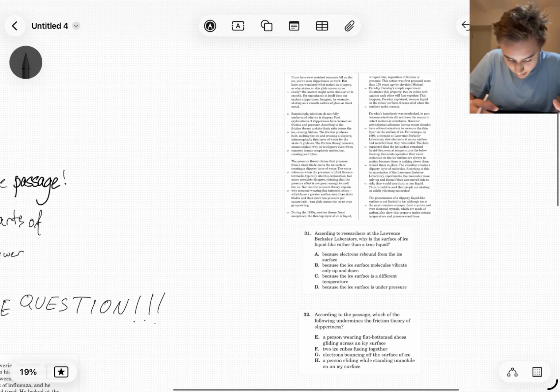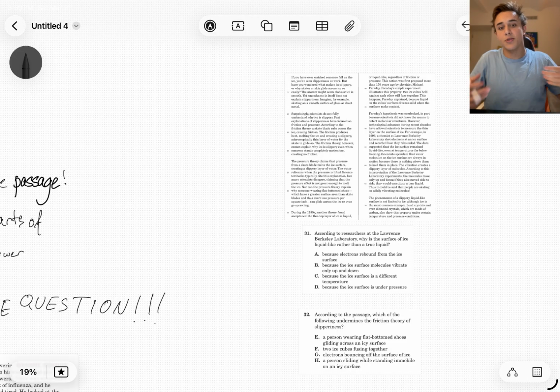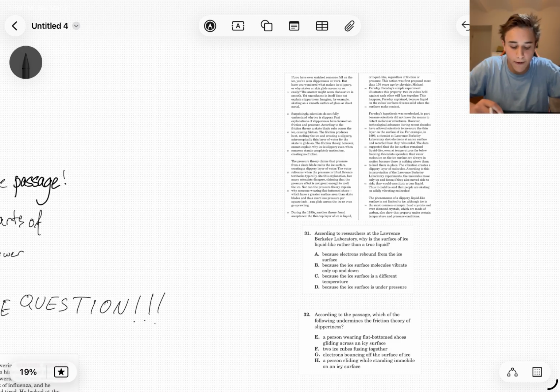If you want, you can pause here to read the passage and try to do the questions yourself. I'm not going to read the entire passage out loud because that would probably take a while. So, question 31.